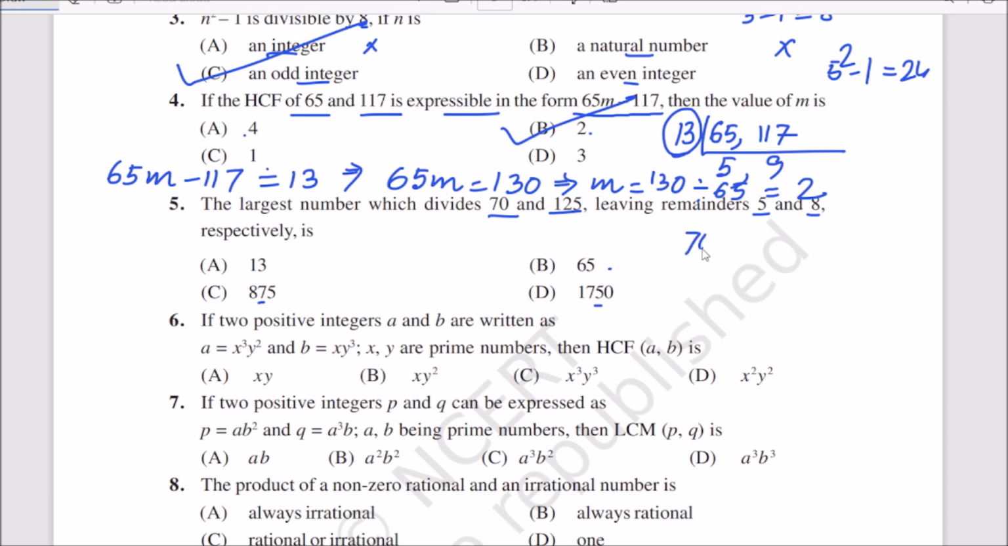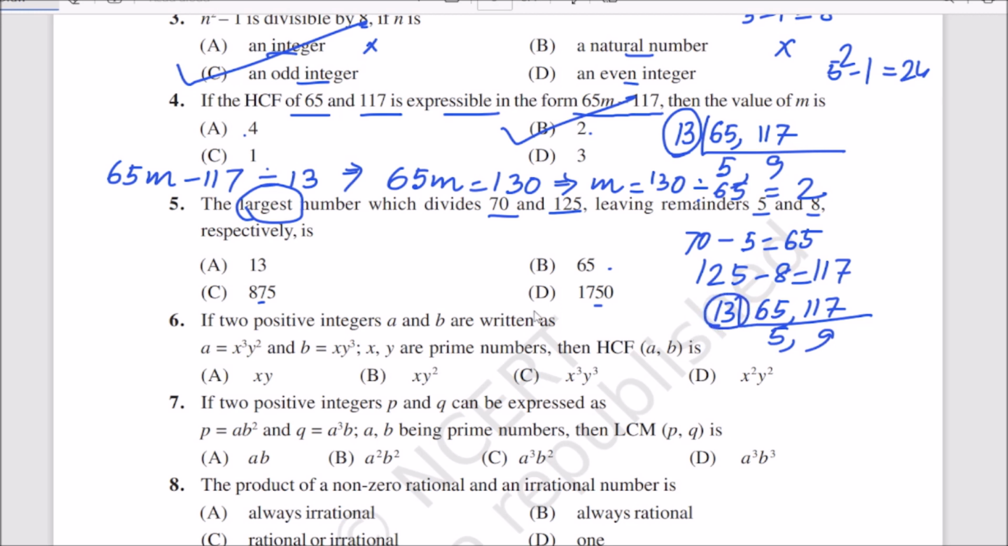First you take 70 minus the remainder, it will be 65. Then you take 125 minus the remainder, it will be 117. Now find the largest number. Largest number means you know that is HCF. So for 65 and 117 the HCF we have already found out. It is 13. 13 five times, 13 nine times. HCF is 13. So A is the answer of this question.